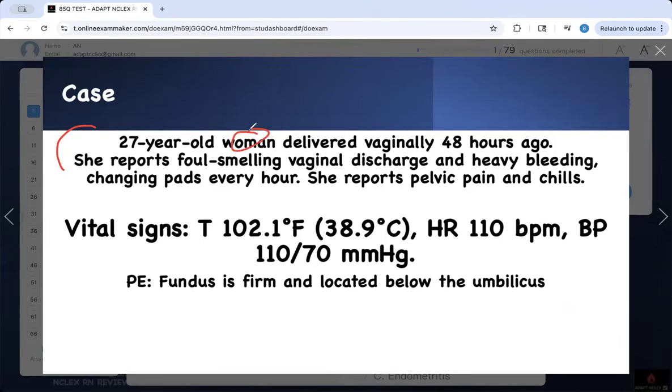27-year-old woman, okay? Delivered 48 hours ago. Very important. And what is happening? Foul smelling vaginal discharge and heavy bleeding, changing pad every hour. And she reports pelvic pain and chills. Why? 48 hours, I'm having discharge, but not just a discharge, it's smell. That should be your buzzword, foul smelling.